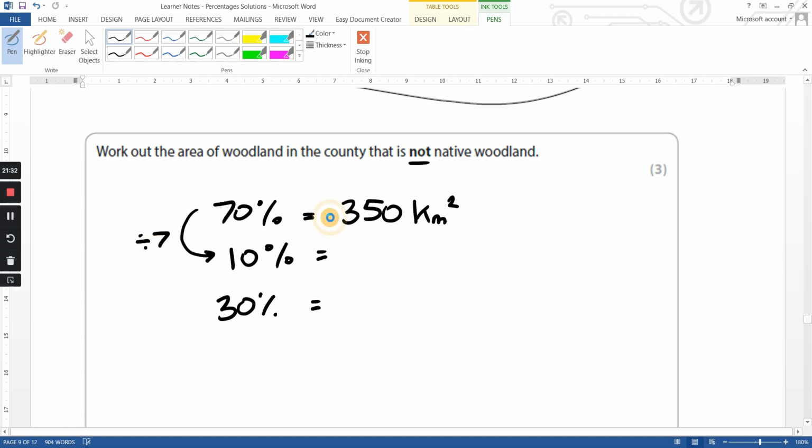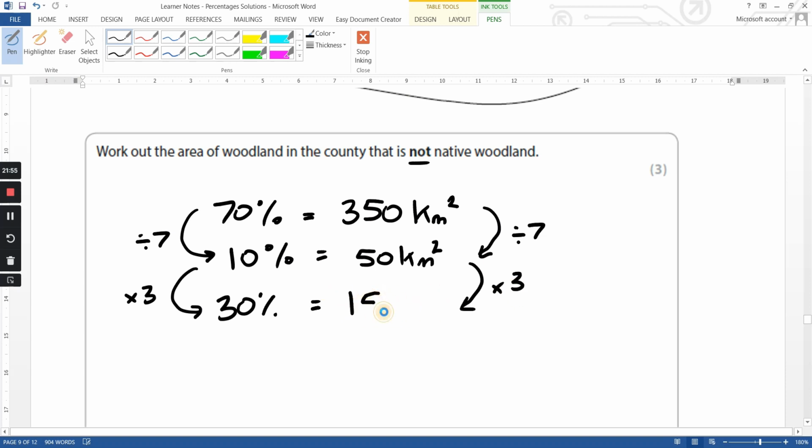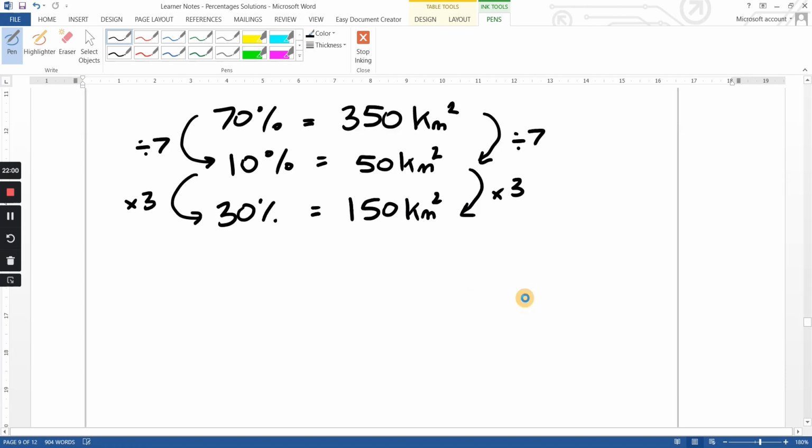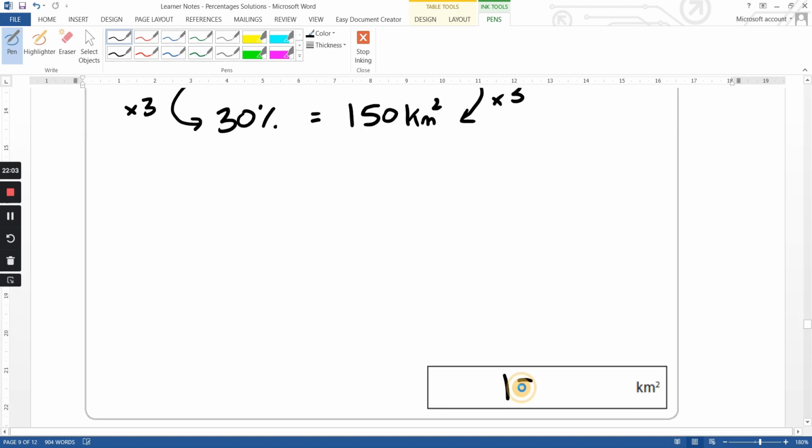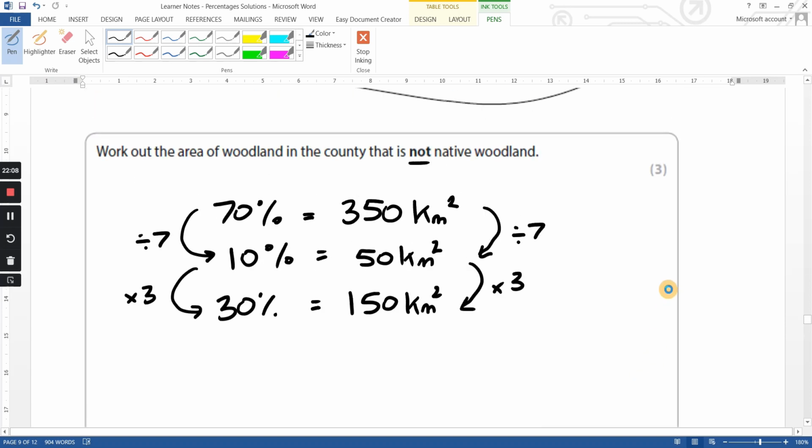You'll have to divide by 7. Do the same here. Even without your calculator, you can probably figure out that's going to be 50, or you can use your calculator if you want to double check. And to get from 10 to 30, I'll need to multiply by 3. Do the same to this side as well. That's going to give you 150 kilometers squared. That's going to be your answer. So 150 kilometers squared is not native woodland.